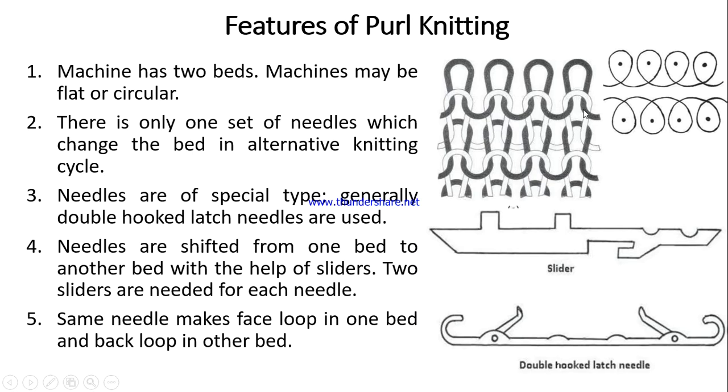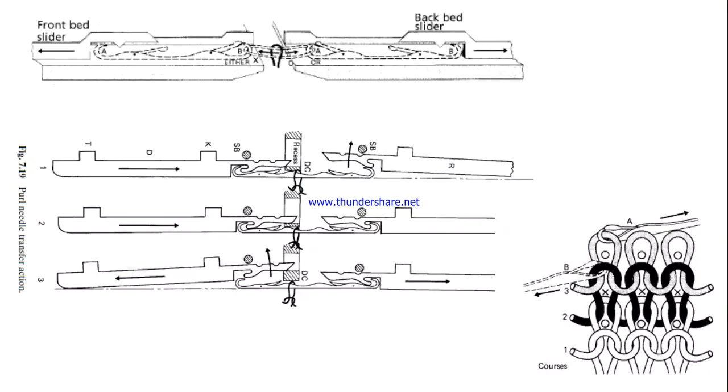So this is the mechanism, and this is the line diagram, and this is the schematic diagram. You can see the alternation of the face loop and back loop in the course-wise direction. That will produce horizontal ribs, or horizontal lines, whereas in the case of rib jersey there will be vertical ribs or vertical lines. In the case of purl knitting, there will be horizontal ribs or horizontal lines due to the alternation of face loop and back loop in alternate courses.